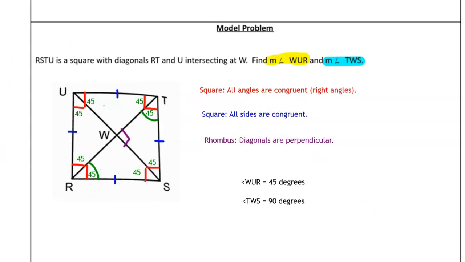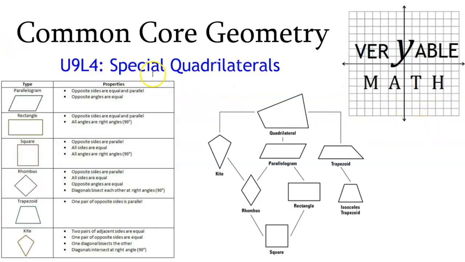All right, the rest of the lesson is checked for understanding and problem set, so that means we've reached the end of the video. This was the video on Unit 9, Lesson 4 for special quadrilaterals: parallelograms, rhombuses, rectangles, and squares specifically. Good luck studying.